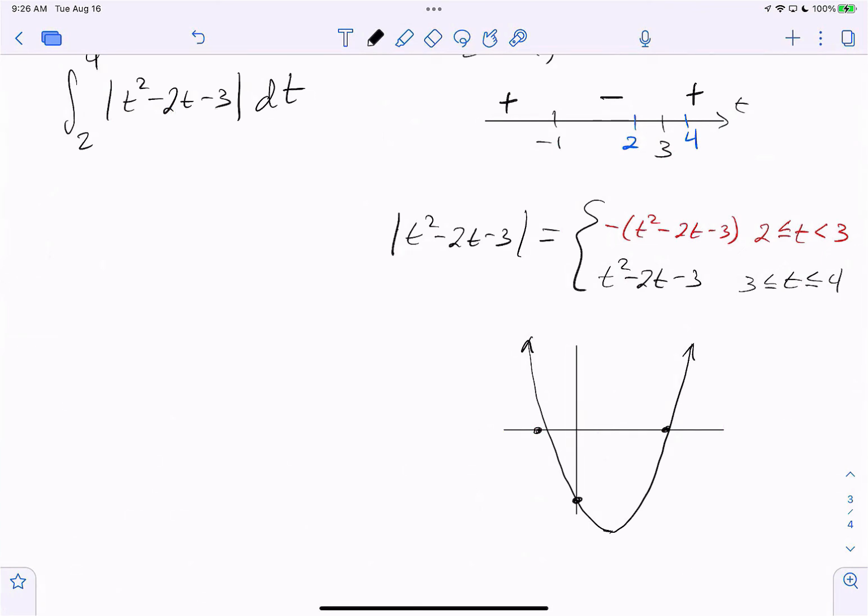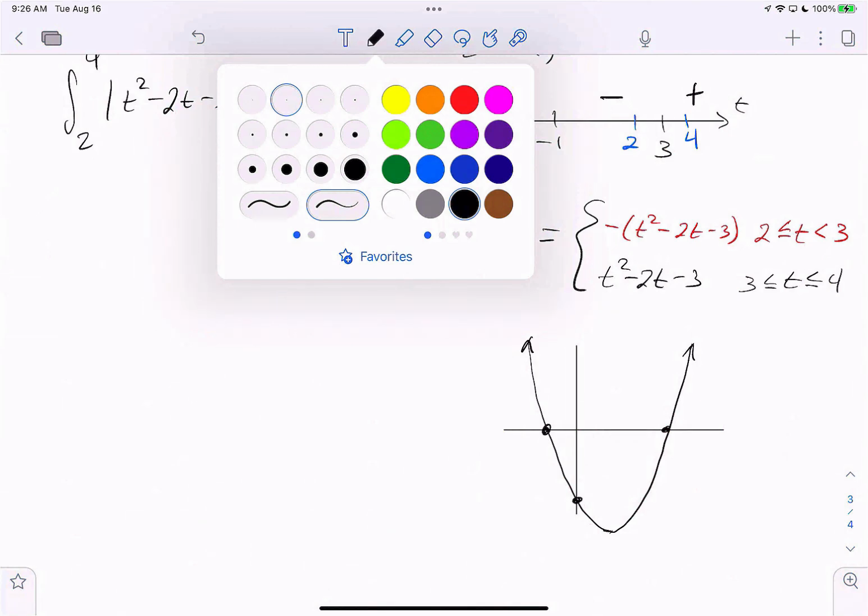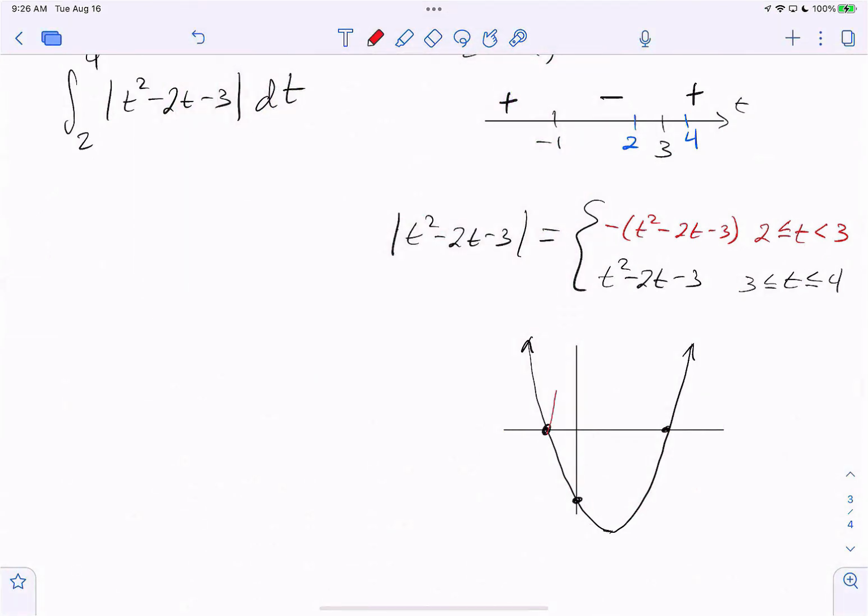What we're doing with this whole absolute value part is taking the part of the graph that's negative, and I see I missed over here a little bit, so I'll just make it look like I got it right. We're taking the part that's negative and effectively flipping it upside down. That was pretty bad, I kind of fixed it. So here, from 2 to 3, I want the negative of the values, which makes them positive.